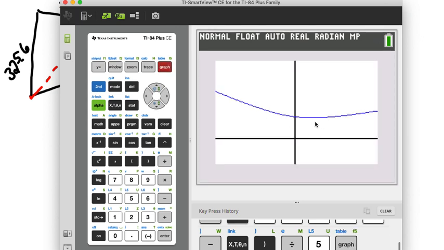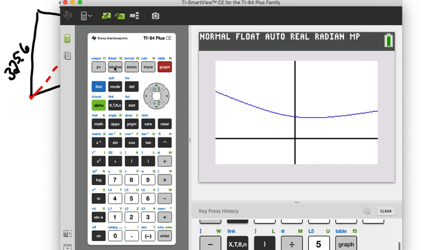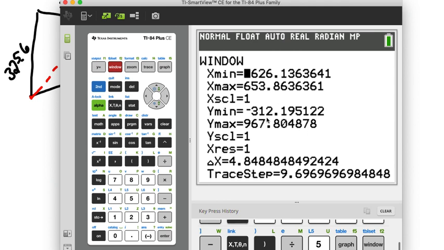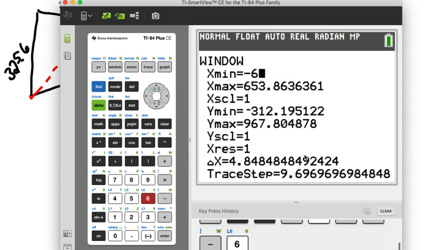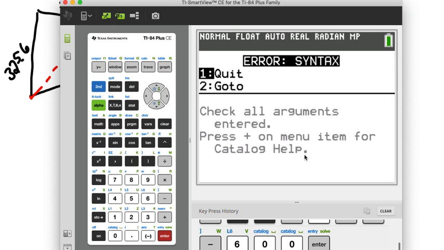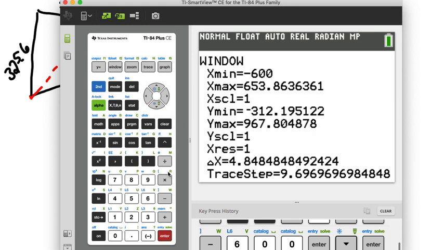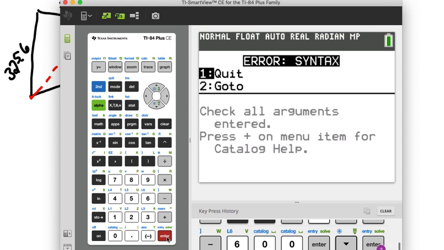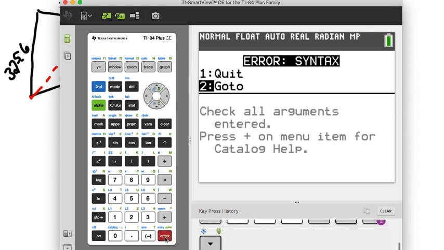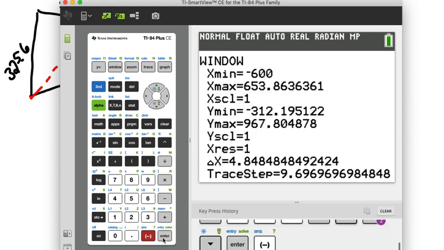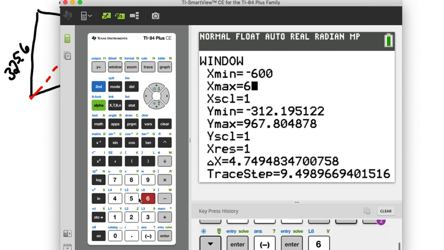I did zoom out, so I knew I would be able to see it in here, but I had to zoom out quite a bit. Okay, if I look at my window, I'll show you this just so you can set your window up the same. So let's change our window to negative 600 up to, sorry, negative 600. I don't know why it's doing that. Oh, probably because I have a minus instead of a negative. Sorry, there we go. Negative 600 to, let's just change that to 650.